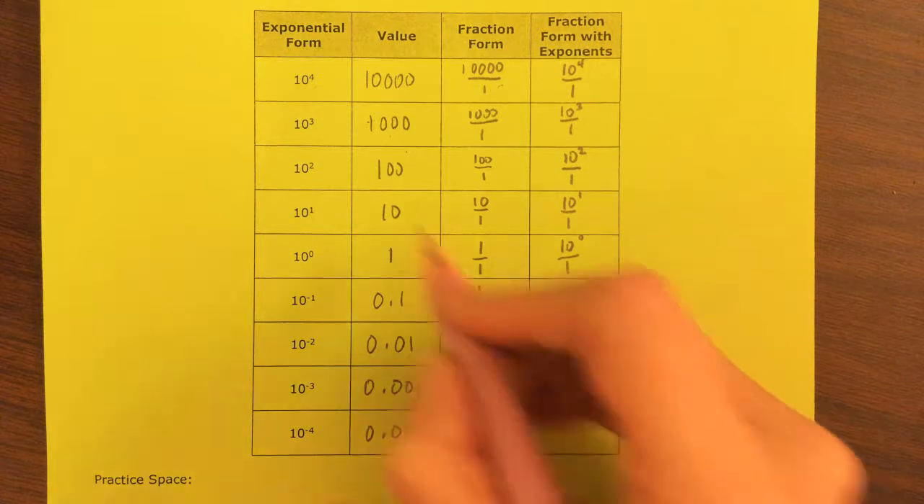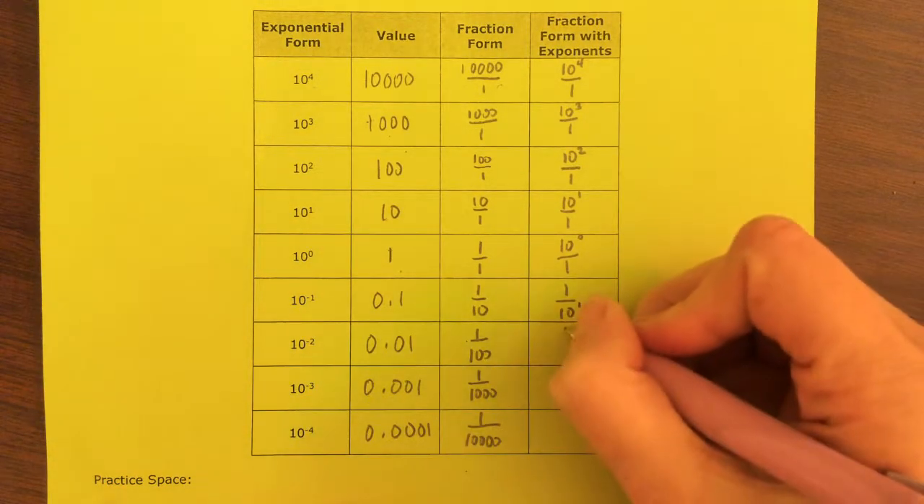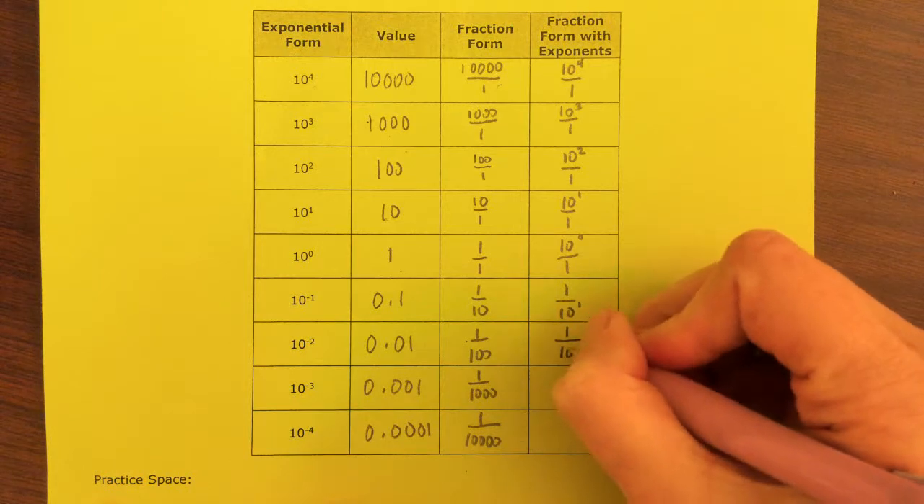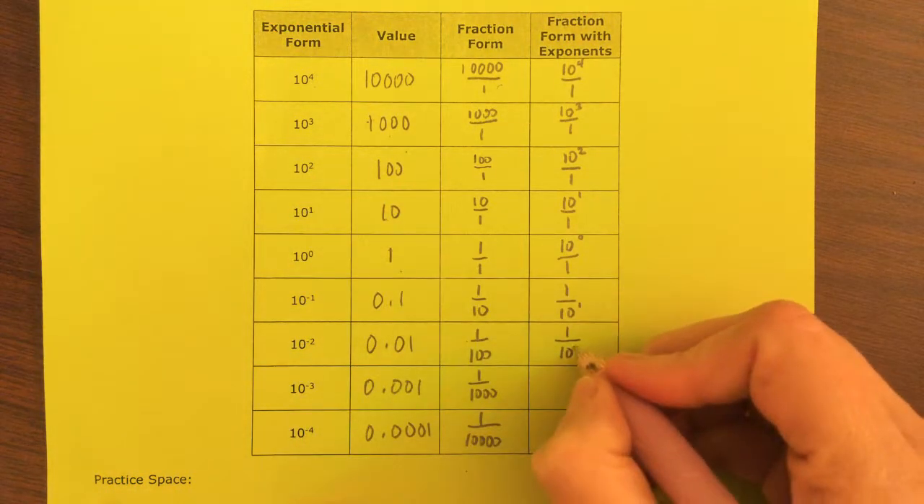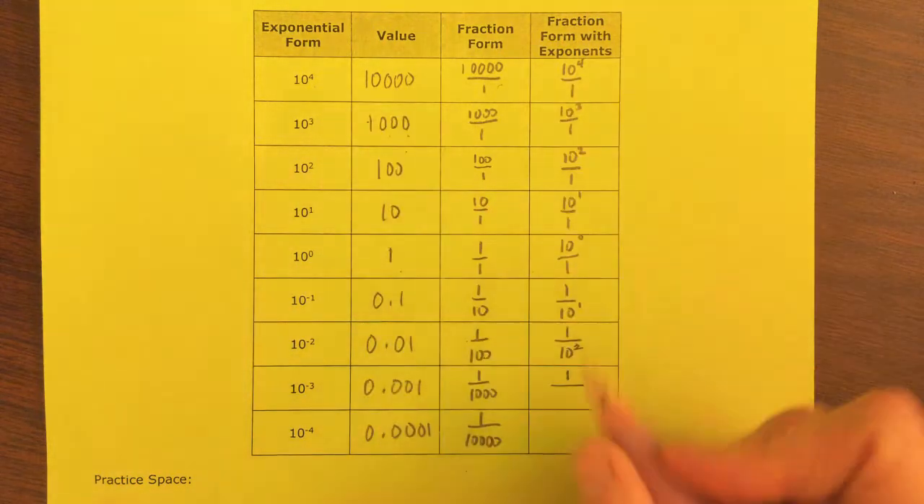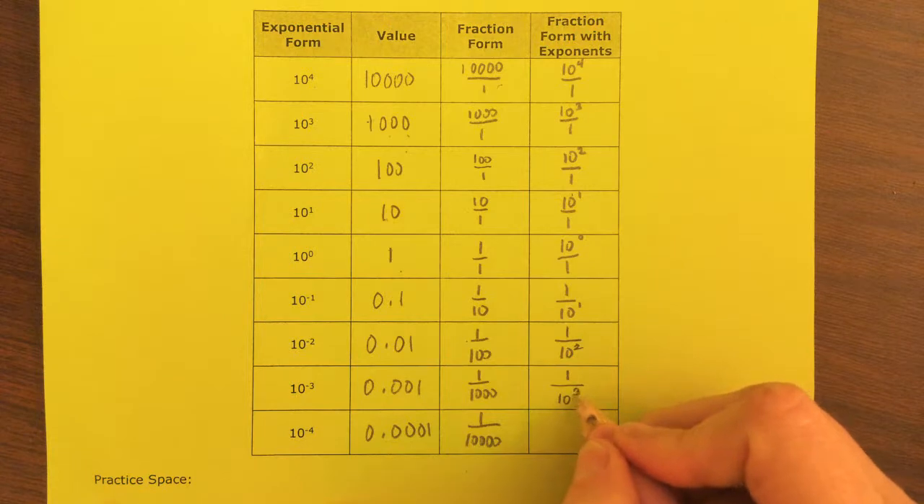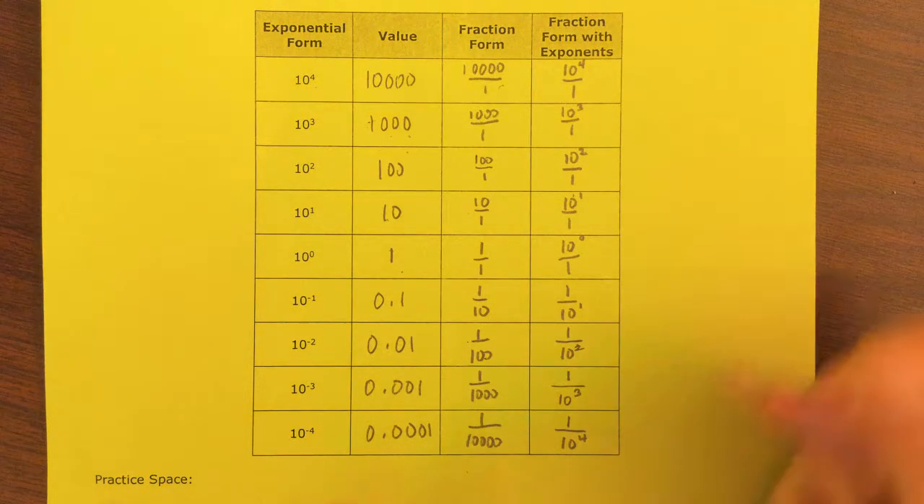Now, this is 1 over 10. Well, I know that 10 is 10 to the 1, so it's 1 over 10 to the 1st power. This is 1 over 100. 100 is 10 to the 2nd power. 1,000 is 10 to the 3rd power, so this is 1 over 10 to the 3rd power. And 10,000 is 1 over 10 to the 4th power.